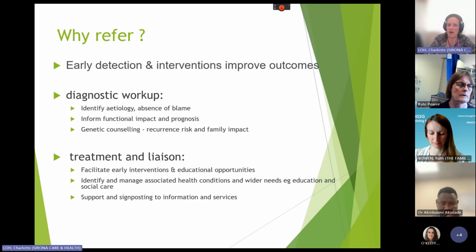Why do we bother referring? Well, early detection and intervention improves outcomes. We want to do a diagnostic workup, essentially part of our history, examination, doing a formal developmental tool, and then thinking about bloods or scans or any other specific areas to try and bring together a diagnosis. And that's got so many benefits for the family. And then just getting them into the right treatment pathways and getting the support they need.